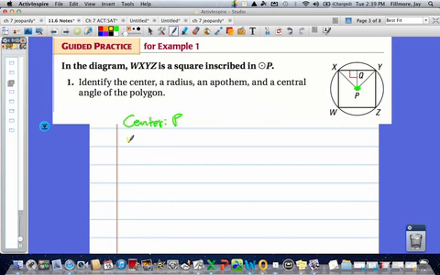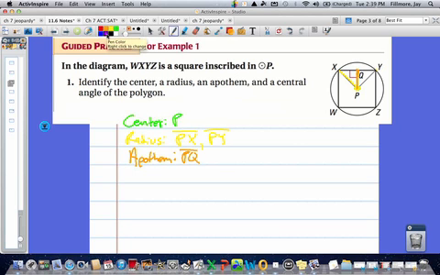If we're going to look for a radius, it goes from the center to a vertex. So you could say PX or XP. You could also say PY or YP. Those are both going from the center to a vertex. An apothem, again, goes from the center to the side, measuring that distance perpendicularly. So PQ or QP is our apothem.